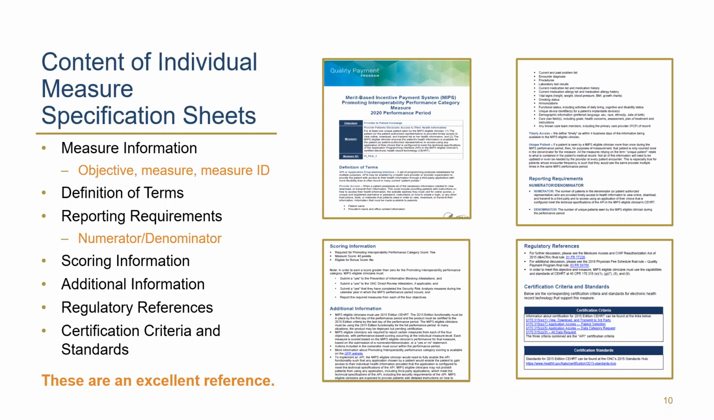Scoring criteria is explained and contains if the measure requires a minimum numerator and denominator, if it is based on performance or a yes/no answer, an explanation of circumstances when the measure can be excluded, and where the points for the measure will be transferred if an exclusion is chosen. The specification sheet also has regulatory reference and certification criteria.